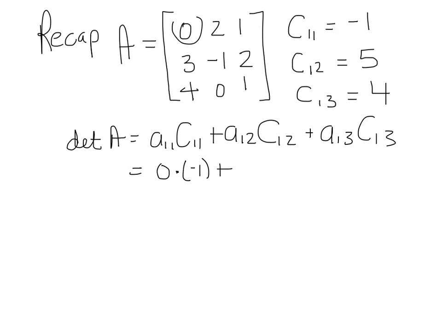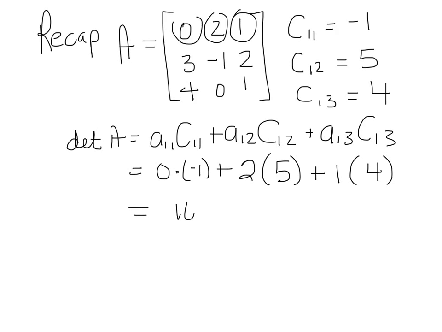All right, A12, that's this one. First row, second column number is a 2, and C12 was 5. A13, the 1, times its cofactor, C13 is 4. So I get 0 plus 10 plus 4. The determinant of A, there we go, after all of that. What am I on here? The 6th slide. 14 is the answer. So I found the determinant of that matrix.